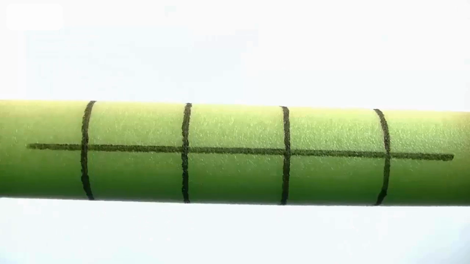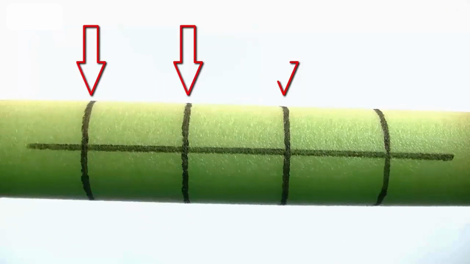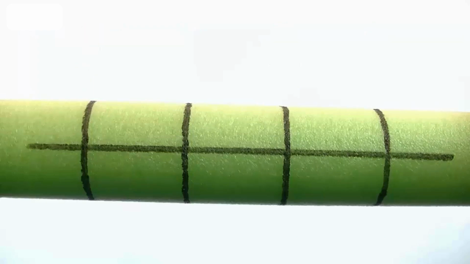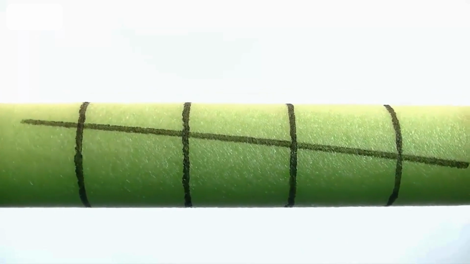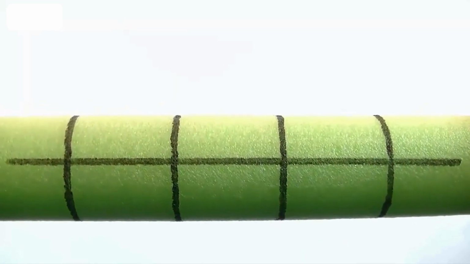On the surface of the shaft, I have drawn 4 lines around its circumference, distributed equally along its length. Additionally, a line parallel to the axis of the shaft has also been drawn on the surface. Observe what happens to these lines when an alternating torsional load is applied to the shaft.